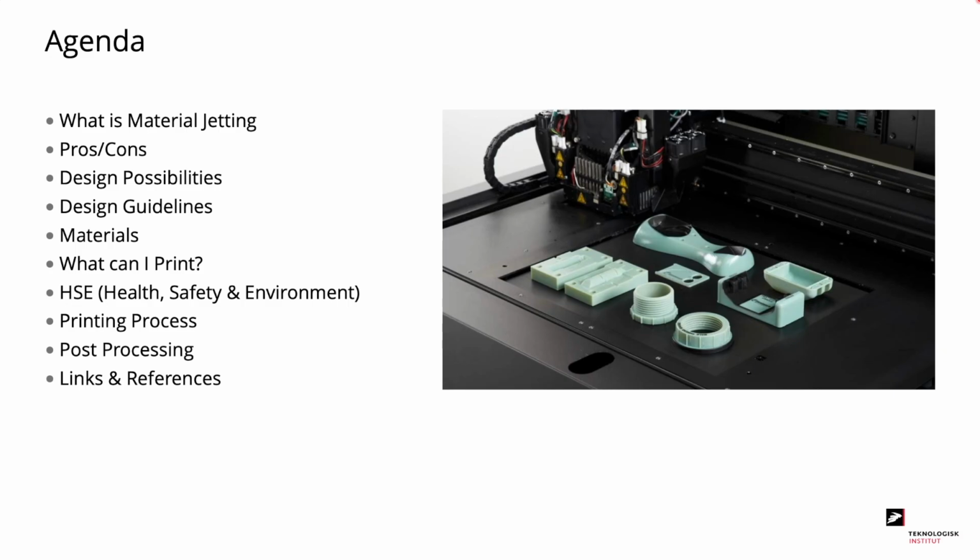Looking at the agenda for this course, first we're going to look at what material jetting is, then we're going to look at the pros and cons of the technology, we're going to dive into the design possibilities and the design guidelines, we're going to look at the materials that you can print in, what we can actually print, then we'll look at health, safety and environment, we'll look at the printing process itself and the post-processing, and finally there are some links and references for further reading.